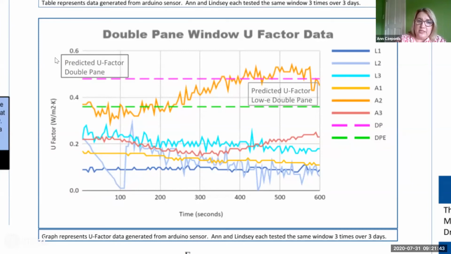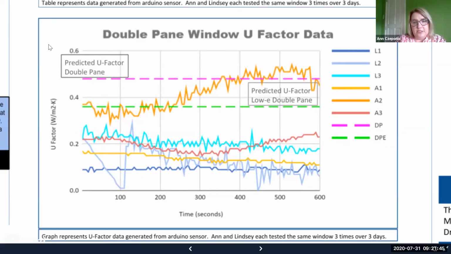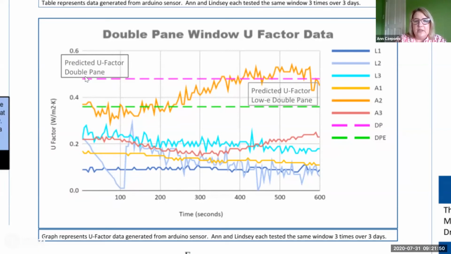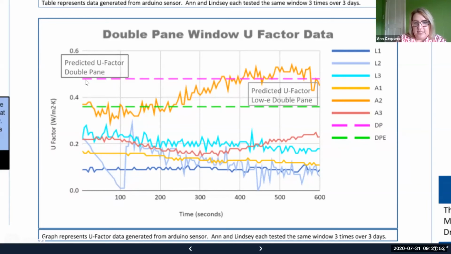This chart shows the U factor of the double pane window, which is really the efficiency that impacts consumers most. The pink dotted line represents the expected U factor of a double pane window, and that's where we expected our results to fall. The green line represents the expected U factor of a low E double pane window. While that would be optimal, we did not think that we had double pane windows. So our results falling down here showed us that we do not really have a reliable testing measure yet.